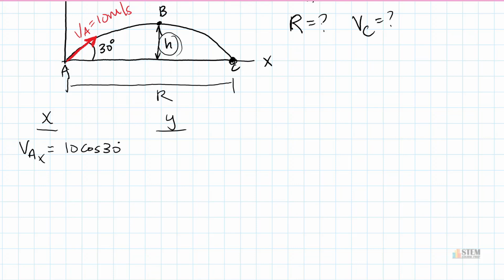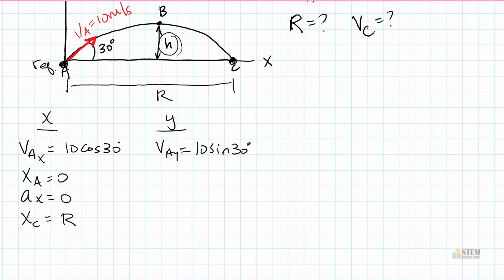Our x at point A is going to be 0 because I'm using this right here as point A as my reference point. So we're going to start at 0, and then what about my acceleration in the x direction? Well, I don't have anything there, so that's going to be 0. And then my final displacement in the x direction will be at point C, so let's call it xc. That's going to be the unknown r. Now let's do the same thing for y. VAY is my initial velocity in the y direction, so that's going to be 10 sine 30. It's going up, so that's positive.